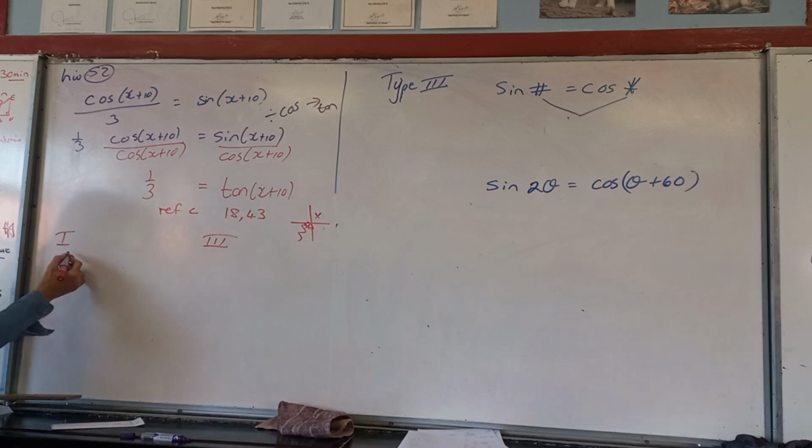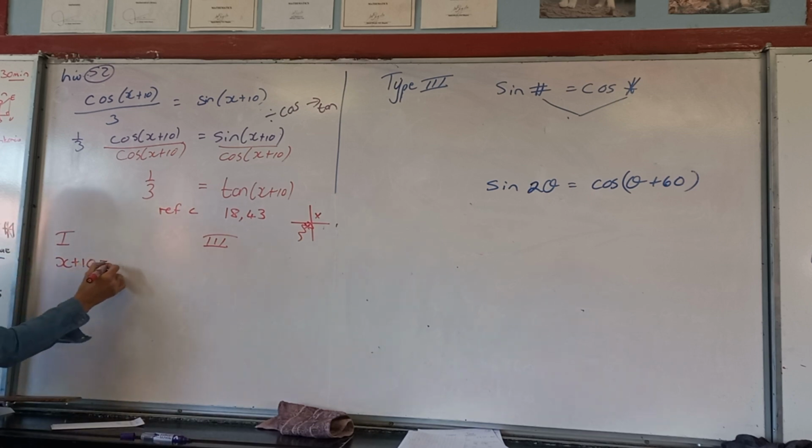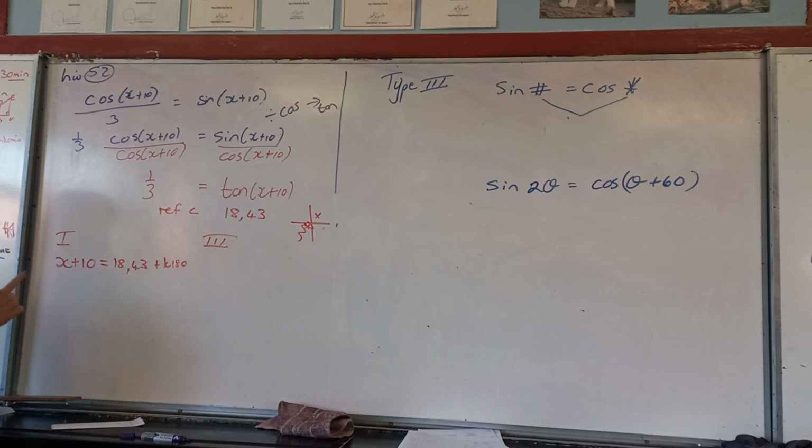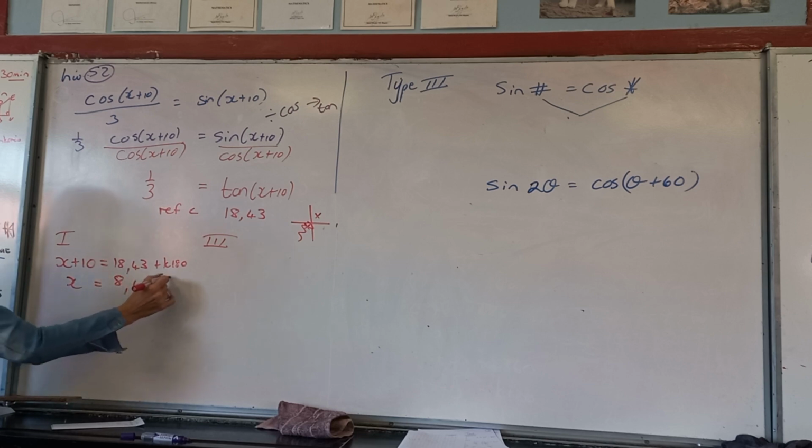So for quadrant 1, what's the wording I taught you? You write down the name of the angle, which is x plus 10, not x. X plus 10 is equal to, in the first quadrant, the 18,43, the reference angle, plus k times 180. Am I finished? So x is equal to, take the 10 across, 8,43 plus k times 180.